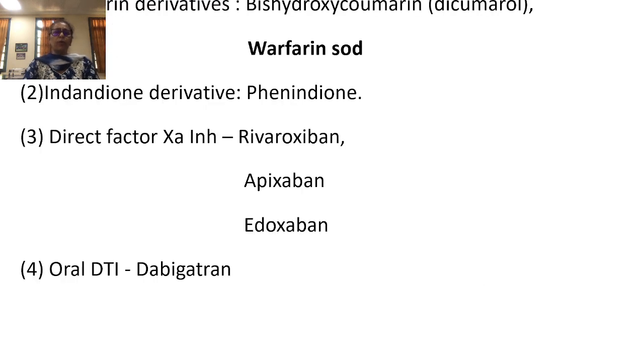Now we have oral anticoagulants also, which are coumarin derivatives and indandione derivatives, which include warfarin sodium, dicumarol, and phenindione. Now these are the oral anticoagulants. We have certain oral anticoagulants which are direct factor 10A inhibitors, which are rivaroxaban, apixaban, edoxaban. Then we have an oral direct thrombin inhibitor, that is dabigatran.